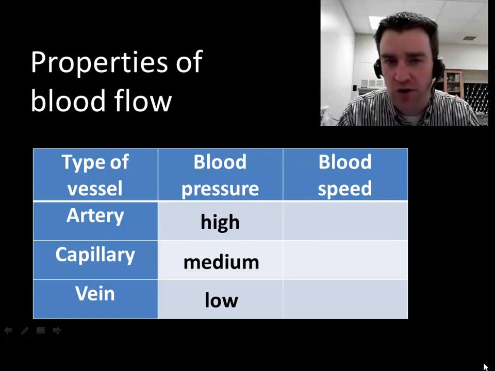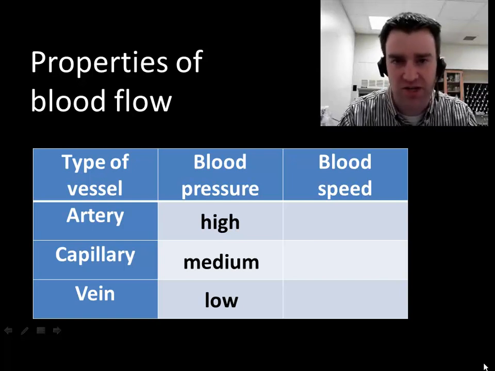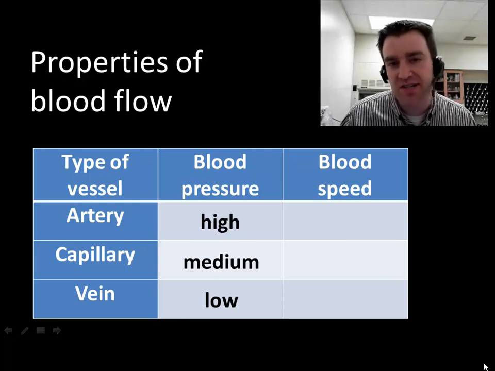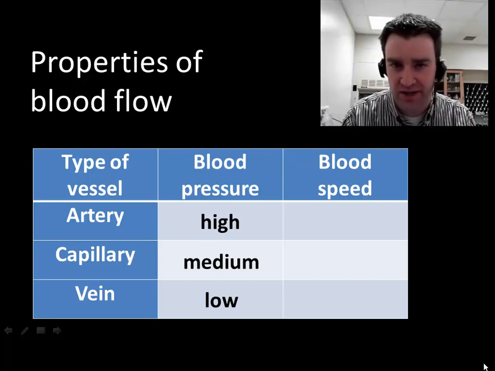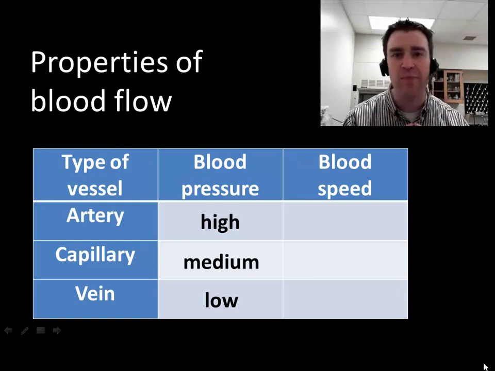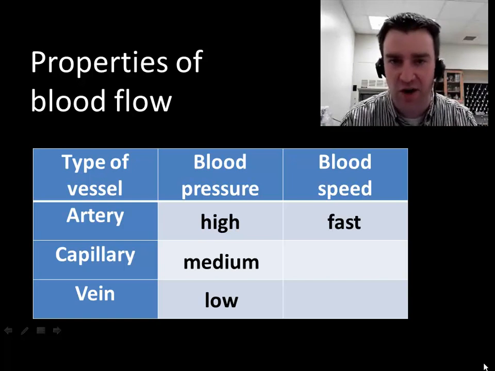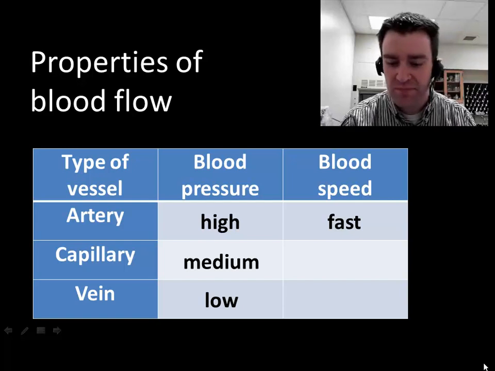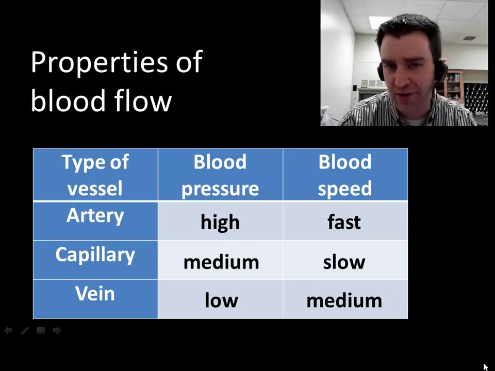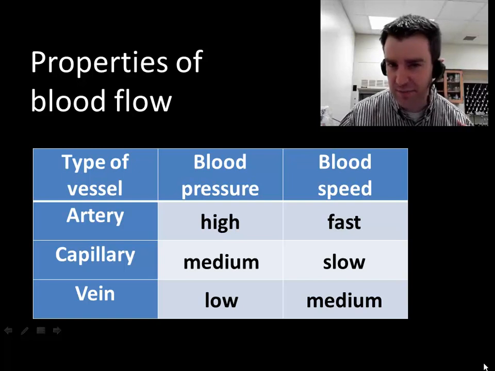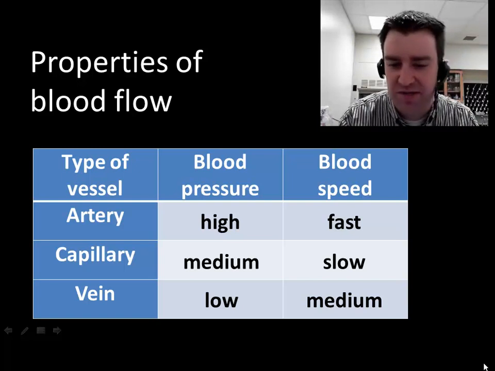Pressure plays a role in how fast the blood travels as well, but as it turns out, blood speed's a little bit more complicated because it's a function of both the pressure that the blood is under as well as how big the space is that the blood is traveling through. So as it turns out, blood travels very fast in the arteries. That might not be too much of a surprise given the high pressure that it's under, but it actually travels slowest in the capillaries, and then it picks up speed again in the veins. And that's despite the pressure being the way that we discussed before.